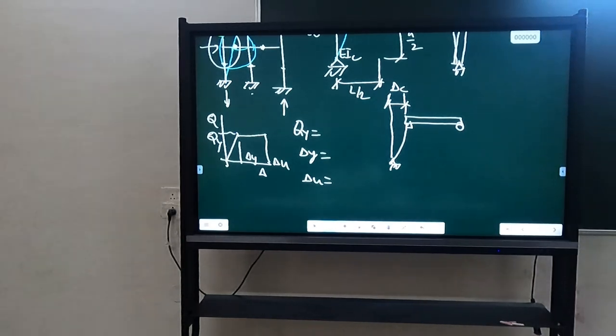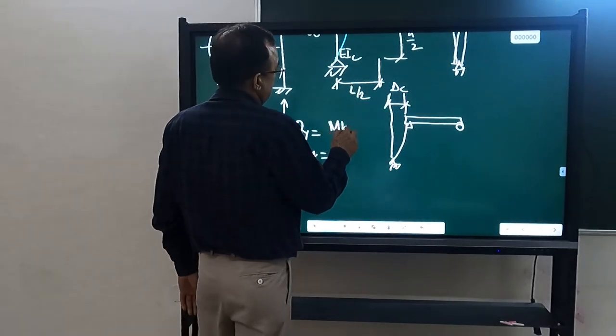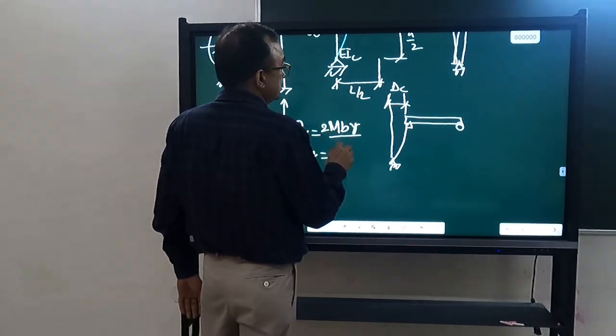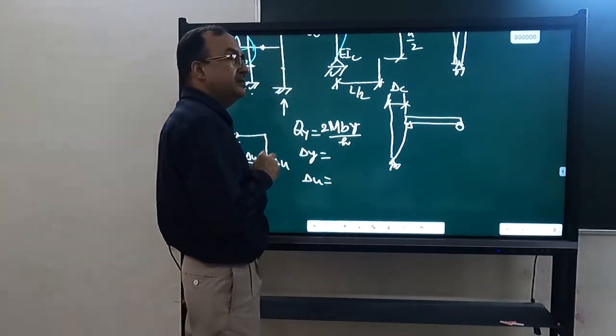So we already know the value of theta from that, and that rotation is taking place just at that point. So there is no deformation beyond that. The rotation is happening at that point, and that is theta u to that distance. So how much is QY, and delta Y?